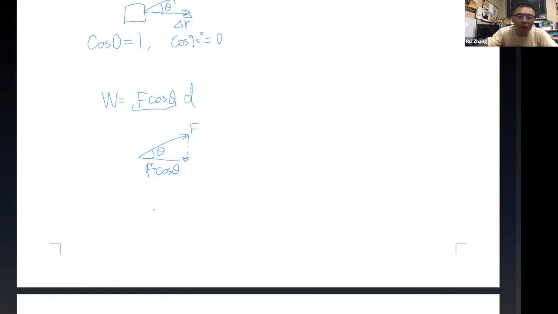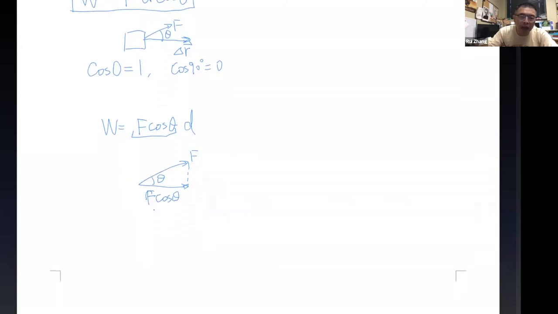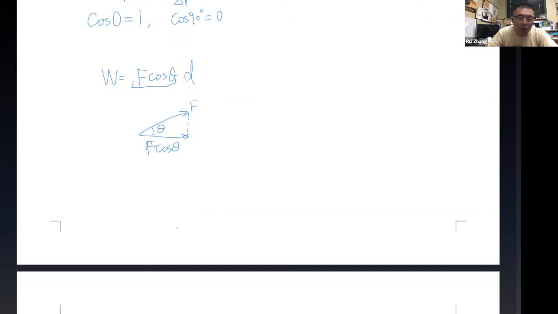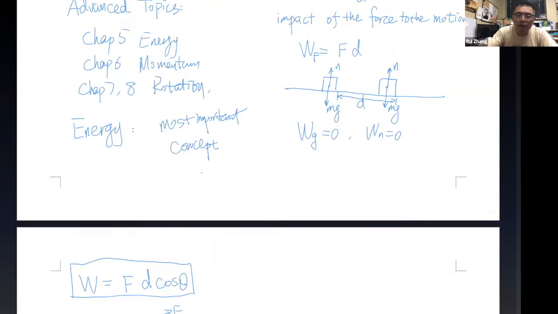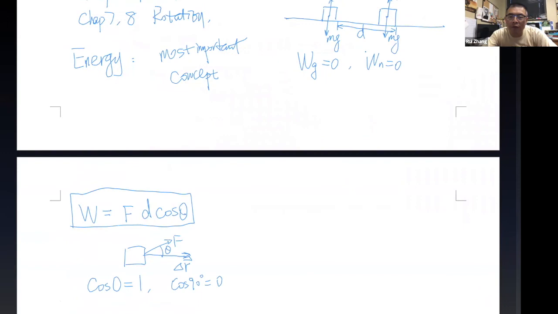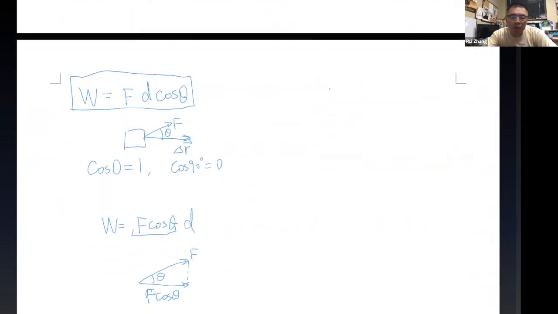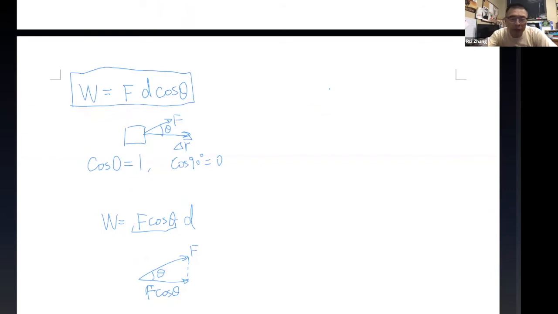So let's talk about some other cases you can have. The angle between the force and the direction could be any angle between 0 to 180 degrees. So far, this case is 0 degrees, and this is 90 degrees. When it's 90 degrees, the work is 0. When it's 0 degrees, it's positive. But what about some other angles?